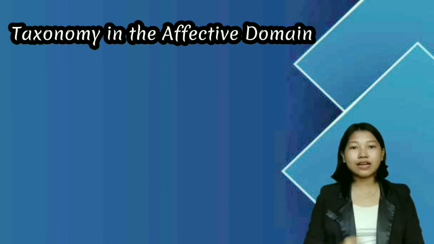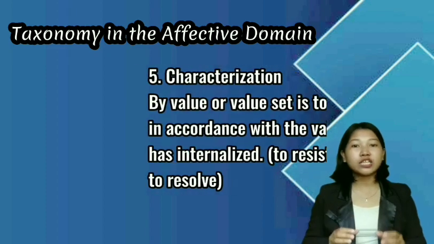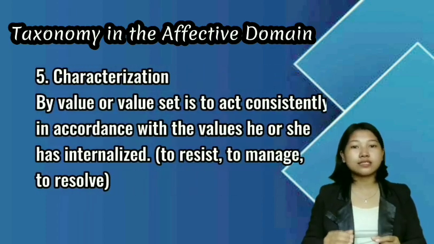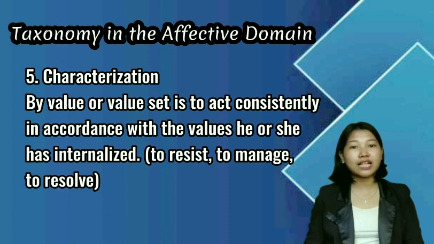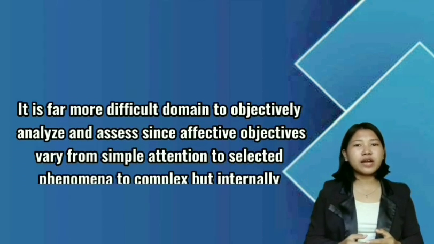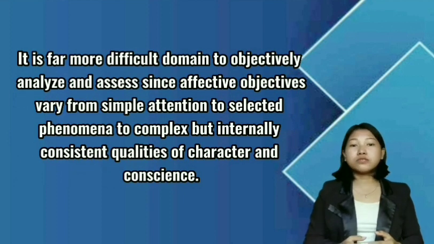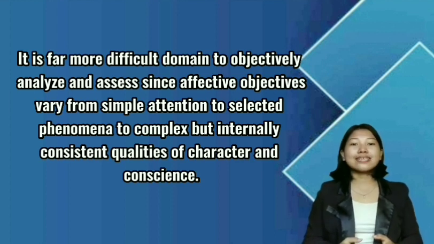Number 5 is characterization. By value or value set, is to act consistently in accordance with the values he or she has internalized. For example, to resist, to manage, and to resolve. It is admittedly a far more difficult domain to objectively analyze and assess, since affective objectives vary from simple attention to selective phenomena to complex but internally consistent qualities of character and conscience.